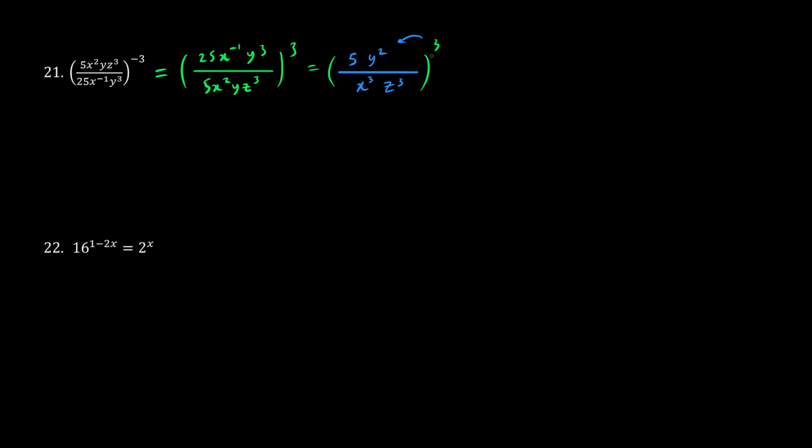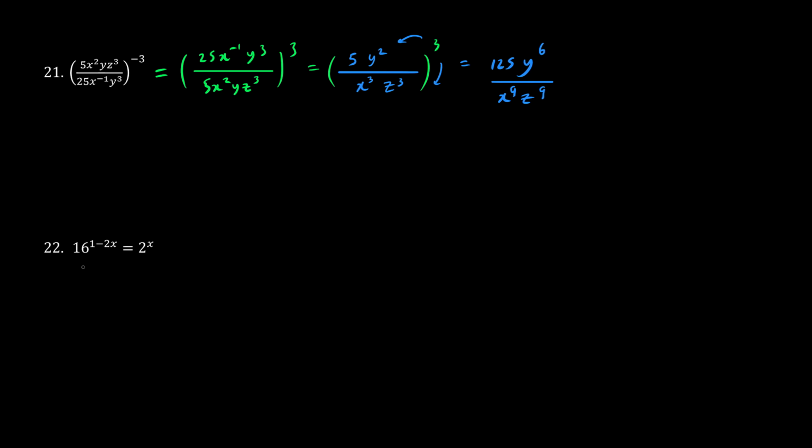We spread the love top and bottom, and we get this whole thing cubed. 5 cubed is 125. We have exponent, bracket, exponent. 2 times 3 is 6. And we have the entire denominator cubed. So we have x to the 9 because we're multiplying the exponents, and z to the 9.